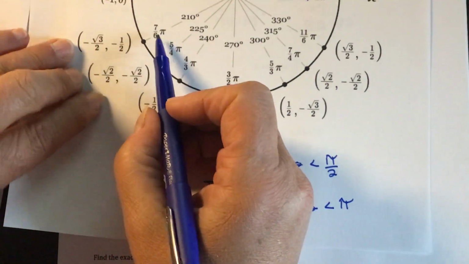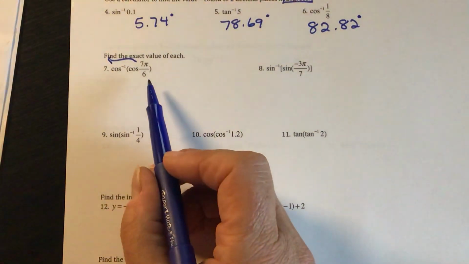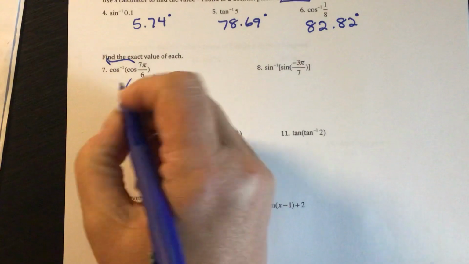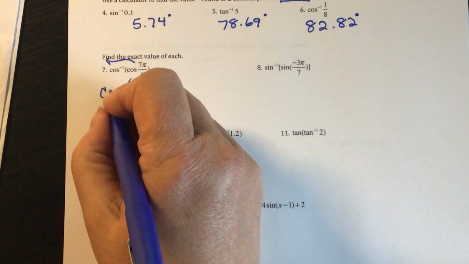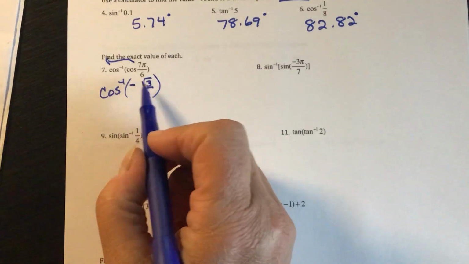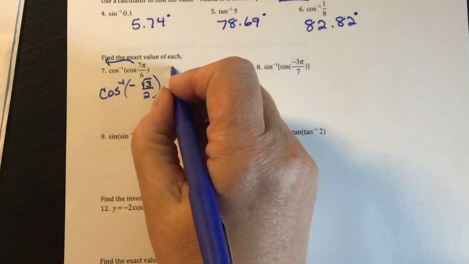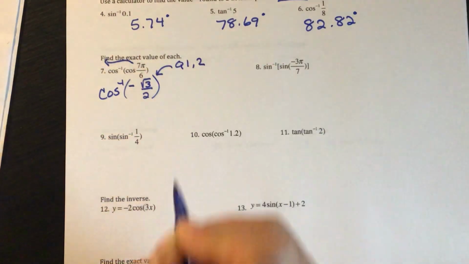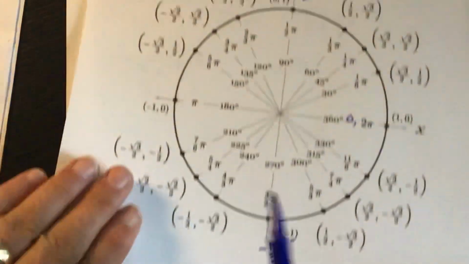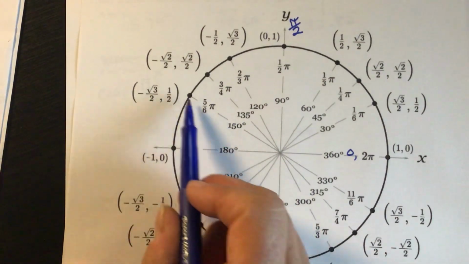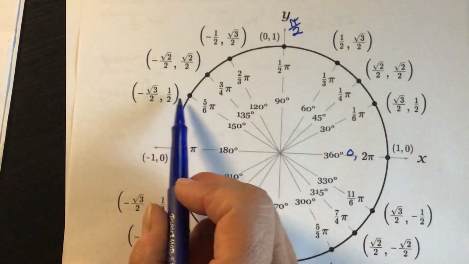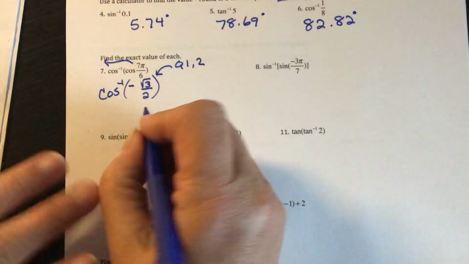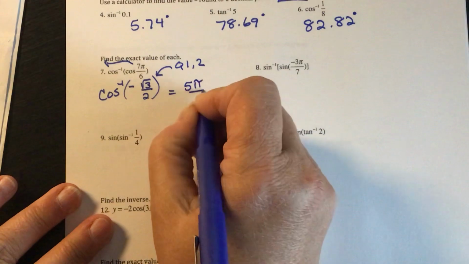So first, find the cosine of 7 pi over 6, and we said that was negative square root of 3 over 2. And now we're finding the inverse cosine of negative square root of 3 over 2. So this is where I have to look in either quadrants 1 or 2. Negative square root of 3 over 2 as a cosine value is 5 pi over 6. So this is the angle that is in the domain. So this is 5 pi over 6.